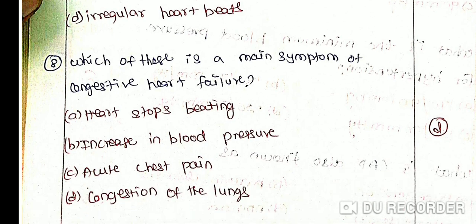Which of these is the main symptom of congestive heart failure? Option A heart stops beating, option B increase in blood pressure, option C acute chest pain, option D congestion of the heart. The correct answer is option D congestion of the heart. Congestive heart failure is a heart disease characterized by the heart not being able to pump blood adequately enough to meet the requirements of the body. Congestion of the lungs is the main symptom of this disease.